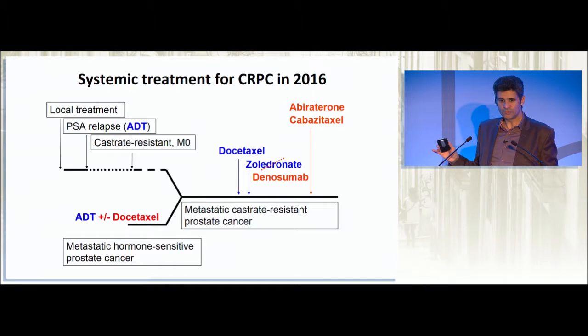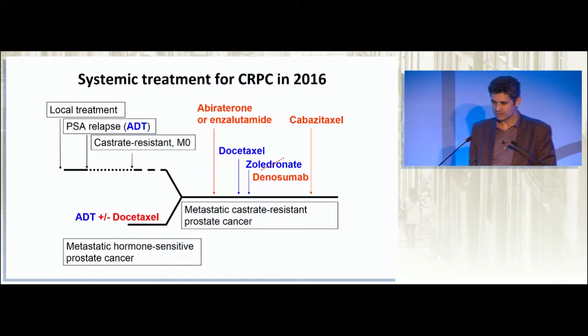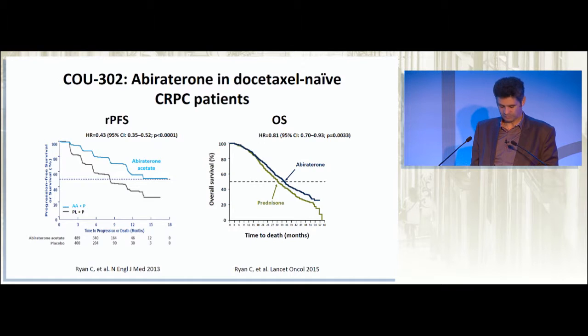For some years, we had abiraterone and cabazitaxel to be used for patients failing chemotherapy. Denosumab had replaced plus or minus zoledronate. We already discussed yesterday the use of the taxane together with castration for upfront metastatic disease. But things have changed in the last 2 or 3 years.